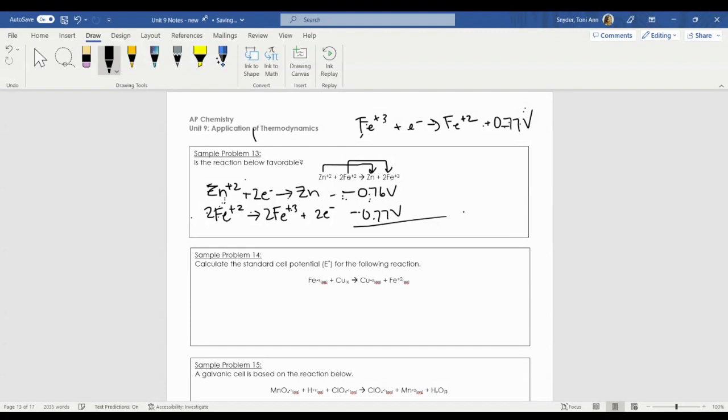When I add these together, I get a value of negative 1.53 volts. And the question is asking is this favorable? The answer is no. If this reaction were to occur, it would have to occur in an electrolytic cell. I would have to input 1.53 volts of energy in order for this reaction to occur. And that is not going to happen in a galvanic cell because galvanic cells produce electricity.